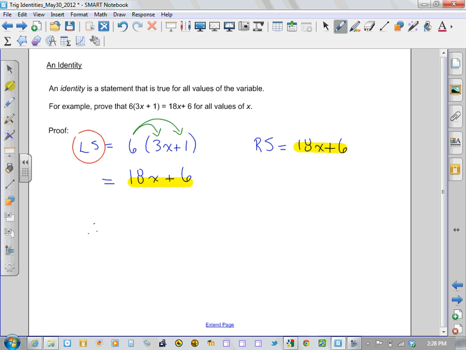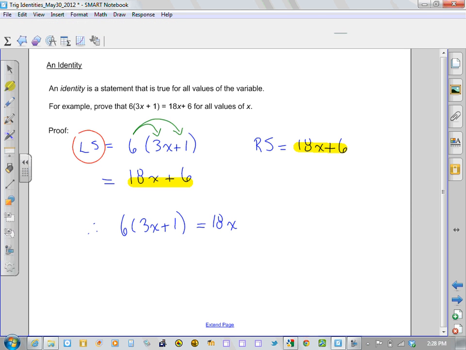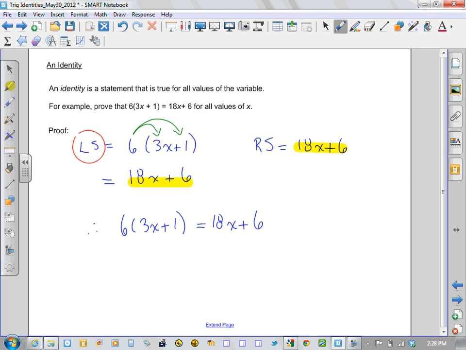So therefore, we will restate the original problem statement, claiming that it is true based on our proof for all values of x. Okay, so therein is a definition of an identity and what it means to show proof that a statement is an identity.